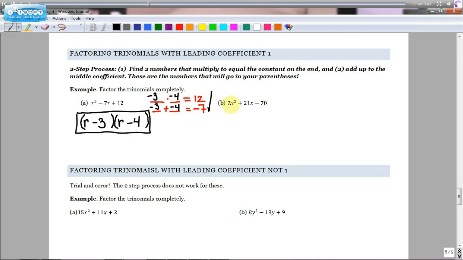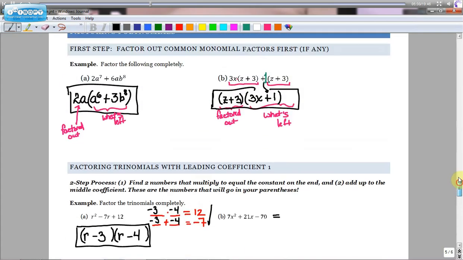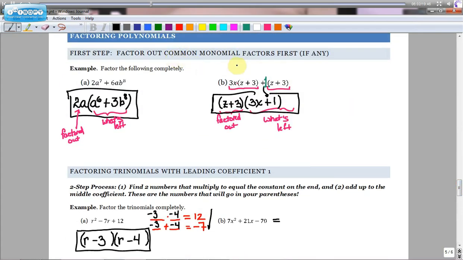Okay, going on to part B. Okay, so our first step, if you remember that first rule I gave you, whenever factoring, you want to factor out any common monomial factors, if there are any. Part B, I'm realizing we actually factored out a binomial, but that's okay. So we should just put factor out common factors. They don't have to be monomial. Any common factors, if there are any.